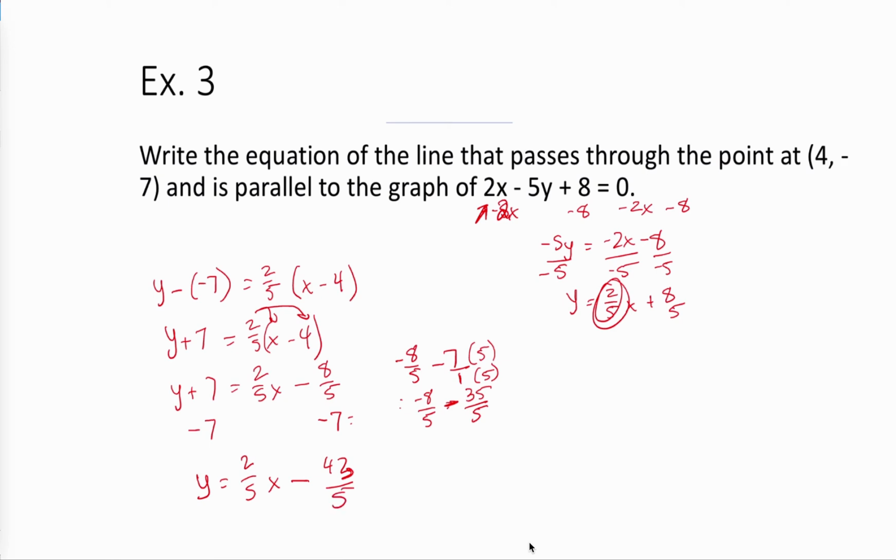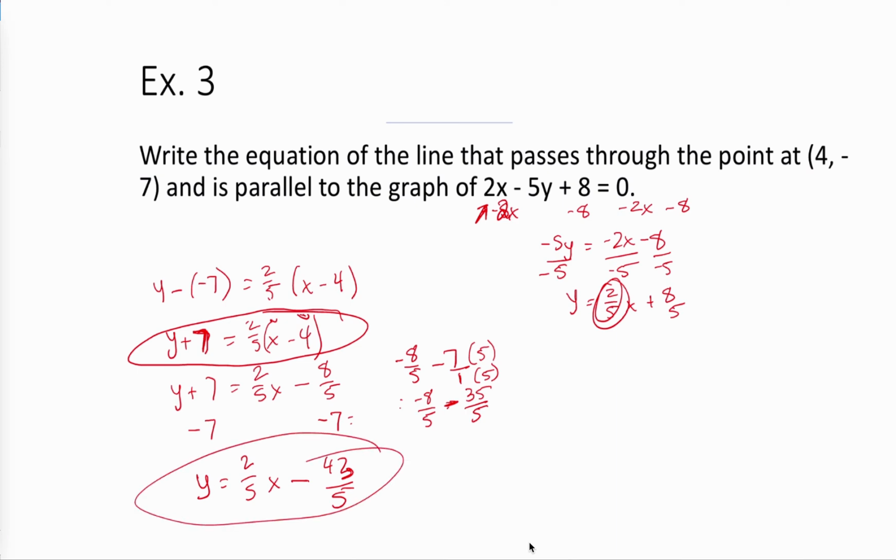So you can leave it like this, or it would be better actually to cancel out that double negative. I did the same thing again. I'm smart. So you could leave it like this, just turn the minus negative 7 into a plus 7. Or you could put it in slope-intercept form.